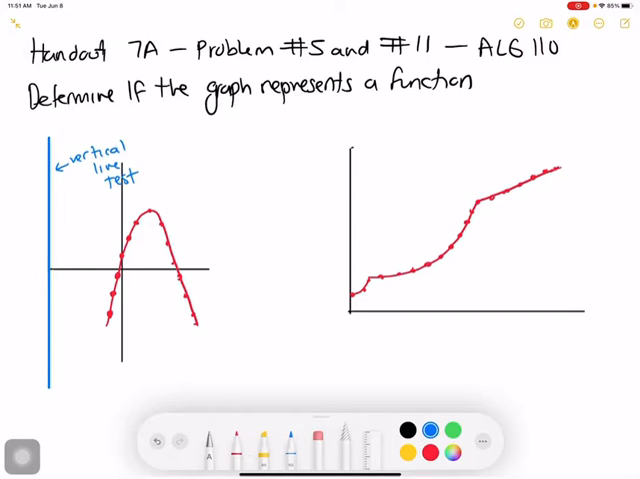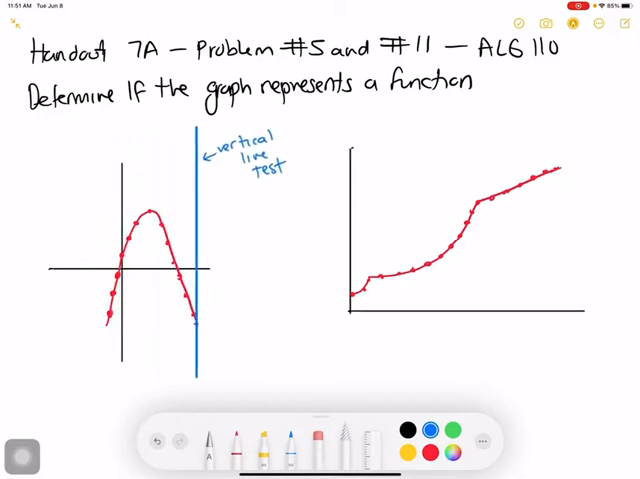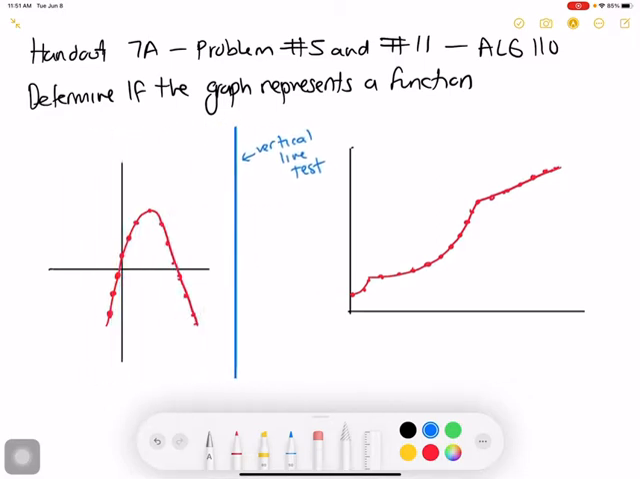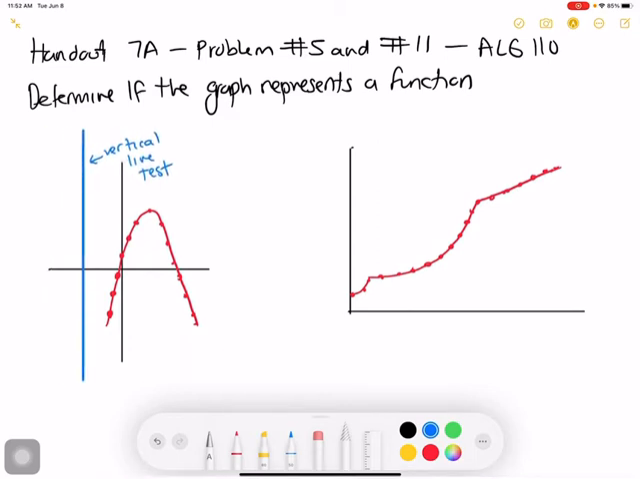To do the test, you scan the graph, left to right or right to left, it doesn't matter, as if you're scanning it. Let's start with the first graph. If this line touches only one point of the red graph at a time, then that graph comes from a function. If the line touches two or more points at the same time, on the same vertical line, then it is not a function.